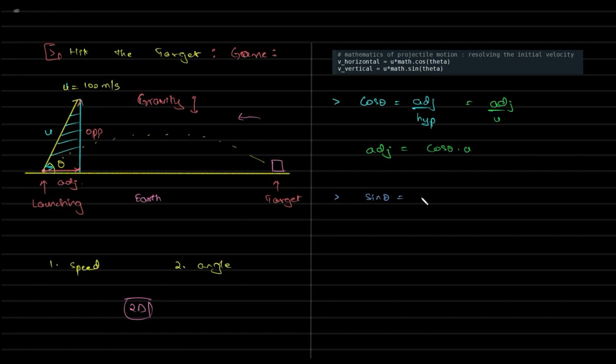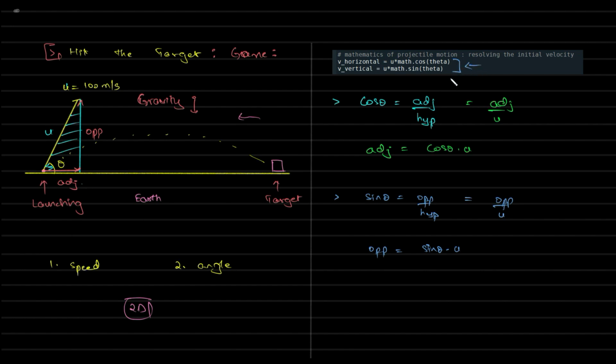Next, sine theta is opposite by hypotenuse. So what is opposite? We don't know. We know hypotenuse though, which is u. So opposite is equal to sine theta into u. Right? We got our opposite and adjacent values by knowing the angle and the hypotenuse. This is what we have done over here.